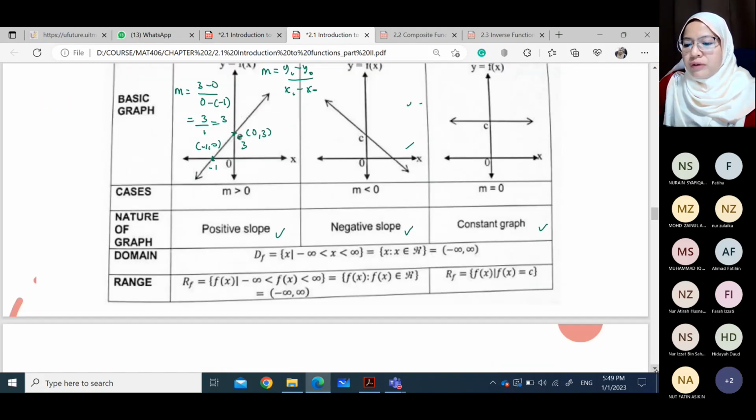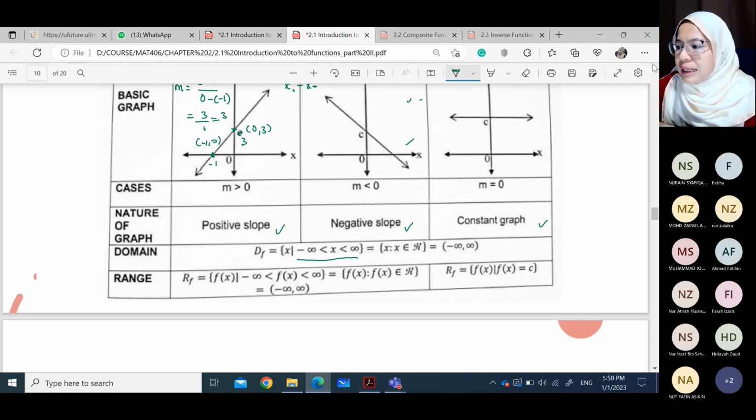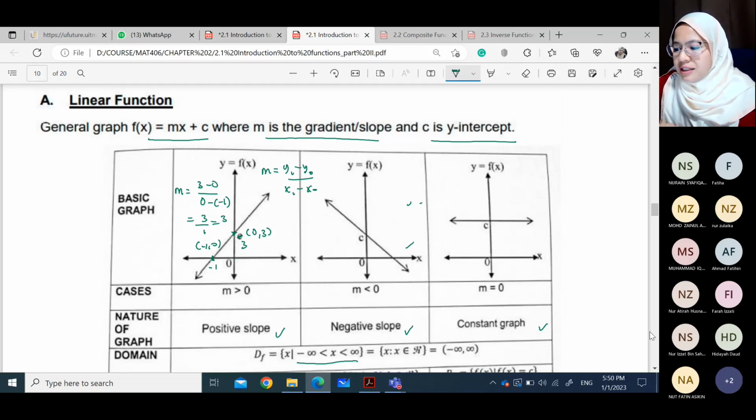So domain for this graph is a real number from negative infinity to infinity. So maknanya you boleh ambil apa-apa saja nilai x lah daripada negative infinity to infinity. And the range is also from negative infinity to infinity. Okay? Faham ini berkaitan dengan linear function.